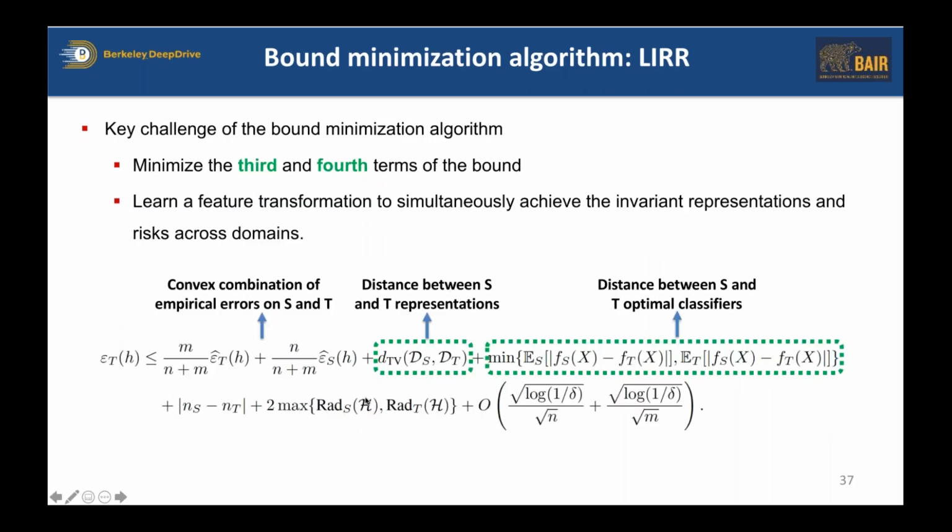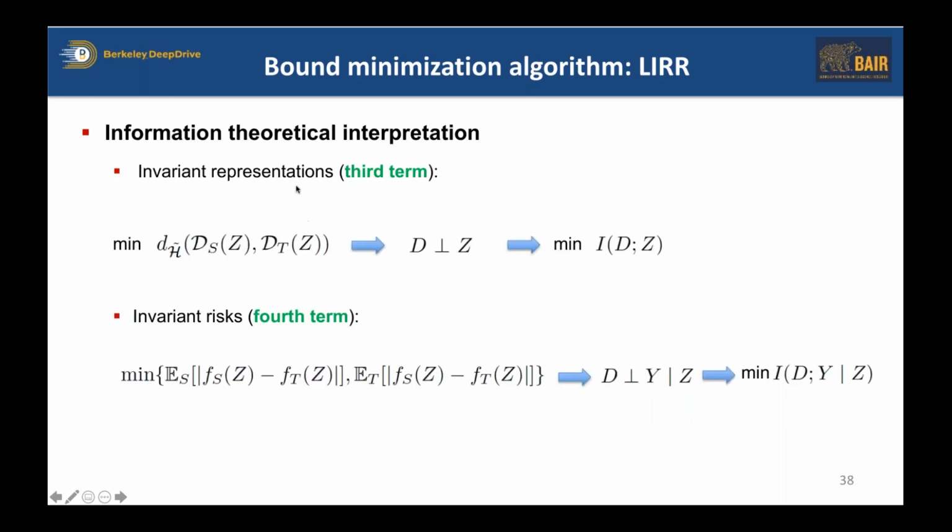So with this bound, we want to propose this bound minimization algorithm, which tries to minimize each term of this bound. And let's take a closer look at how to minimize the third and the fourth term. To achieve this goal, we would like to first provide the information theoretical interpretation of this generalization bound.